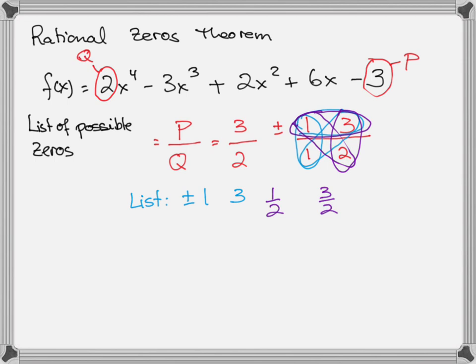But anyway, start with 1. You have to do synthetic division, plug in the 1, see if the remainder is 0. If the remainder is not 0, you go to -1 and do the same thing again. If the remainder is not 0, guess what? You go to your next number, +3. Then you go to -3. Then you go to 1/2. Then you go to -1/2. One of them will work.